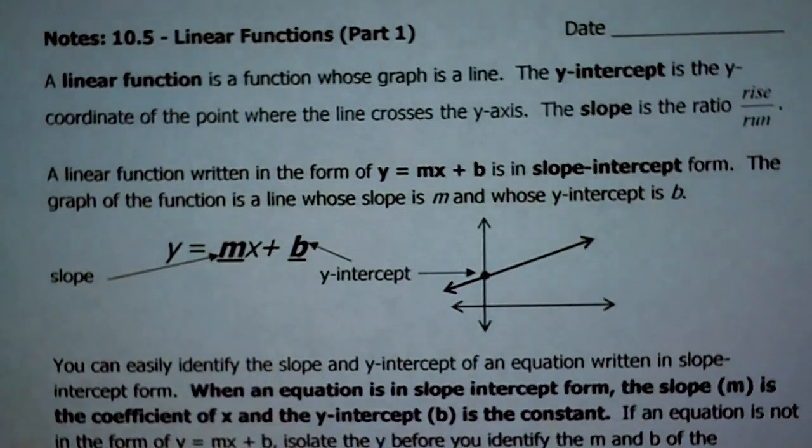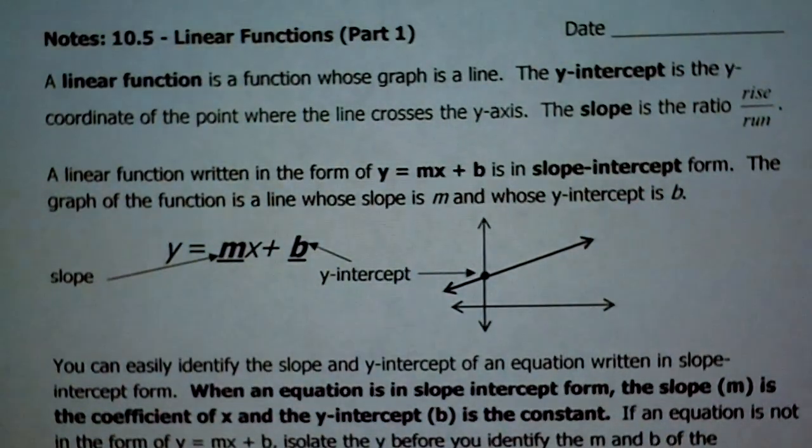The definition is it's a function whose graph is a line. So you've been graphing plenty of lines. Basically, a linear function is a relationship between x and y that when you plot them on a graph, they make a line. So, linear function.